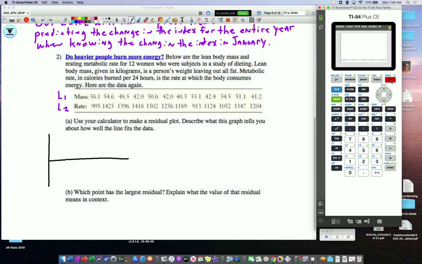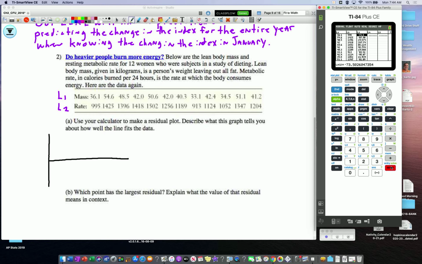So I hit graph, doesn't show up. Zoom 9 helps it show up nicely. So now I can see my nice residual plot. Now if I want to graph that nicely, if you're asked to graph one pretty nicely with a key of the scale, one of the things you should do is go back to stat edit, and I'll show you how I graph these individually.